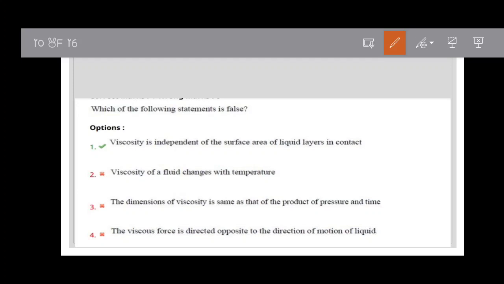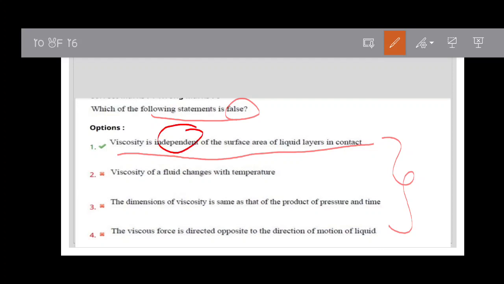Here the question reads, which of the following statements is false? He is asking for the false statement from the given four options. Option A, viscosity is independent of the surface area of liquid layers in contact. He is saying that viscosity is independent of the surface area of liquid layers in contact.